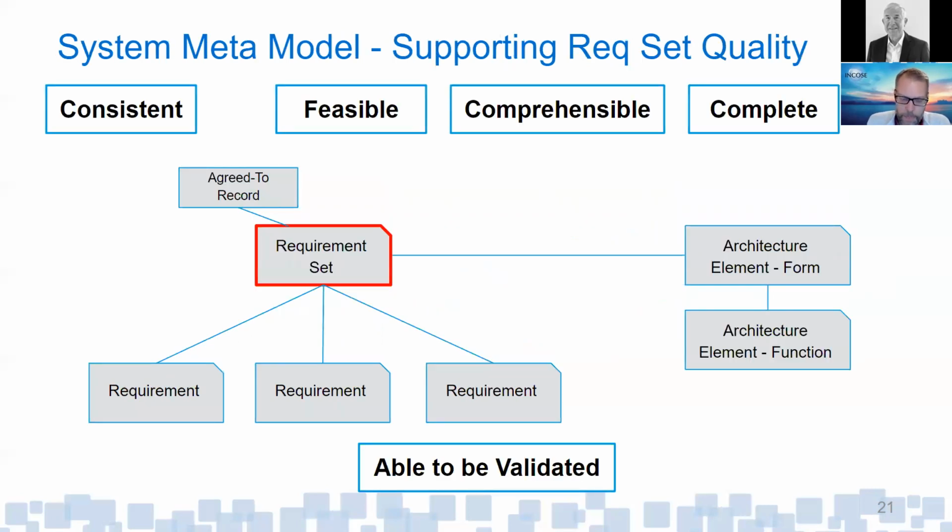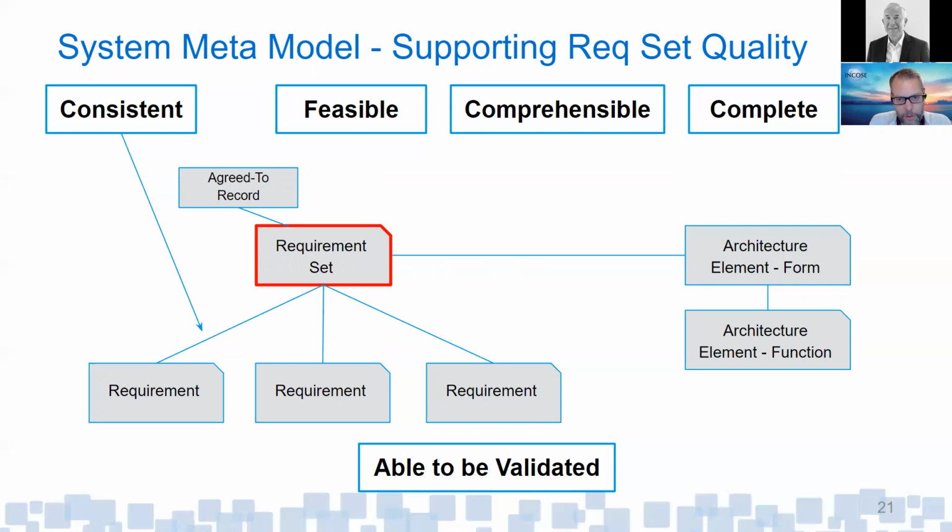So now, if we have this kind of digital thread, or we at least know which requirements are part of the set, which characteristics can we add or address here? I'm adding another artifact here, and that is some kind of agreement record related to the requirement set. So consistent, yeah, we know which requirements are part of the set, so we can do some kind of consistency analysis. So that should be okay.